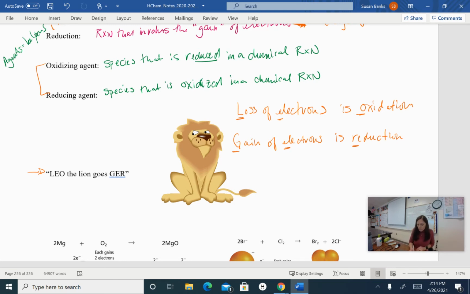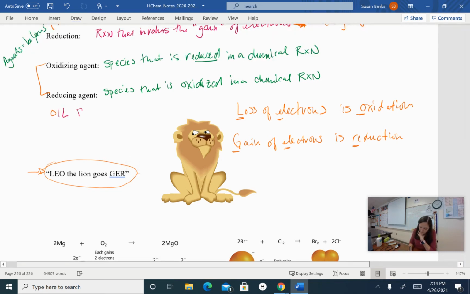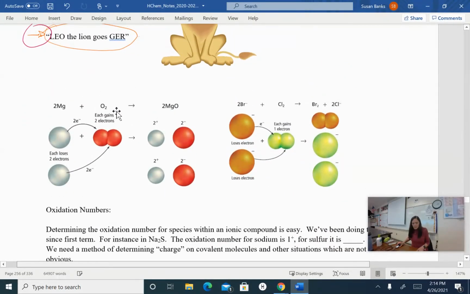There's another way for you to do that. Now, there are other mnemonics that people use as well. Probably the other most famous mnemonic is oil rig. So oxidation is losing and reduction is gaining. So I really don't care which mnemonic you use, whichever makes more sense. This is the one I was taught, and that's the one I'm most comfortable with, so I'm going to stick with that one. Okay? So let's give you a couple of examples.